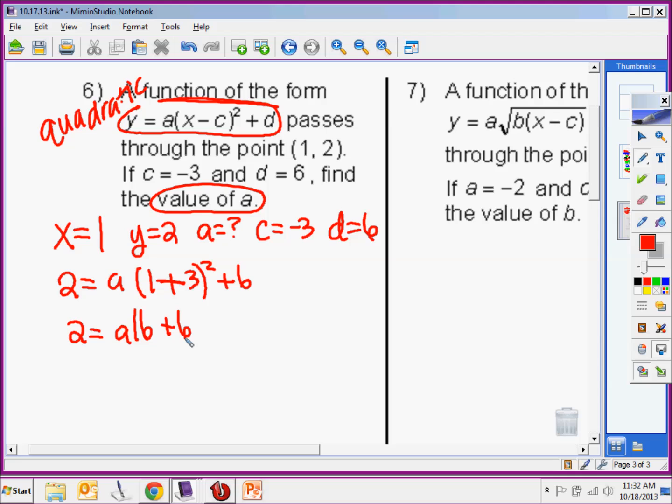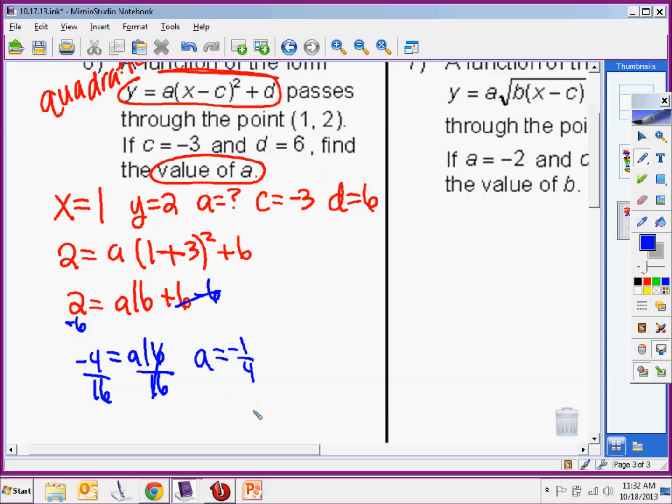Man, can we solve this? Yes, we can. What's the first thing I do? What I do to one side I do to the other, so what do I need to do to the sides? Subtract 6. 2 minus 6 is -4 equals. Is A by itself yet? No, it still has a nasty little pest. So I divide by 16. So what is A? A equals -1/4. Check.